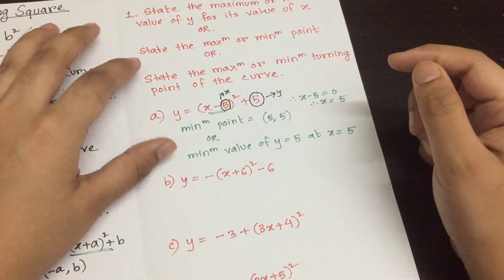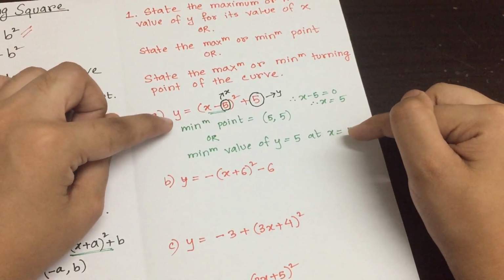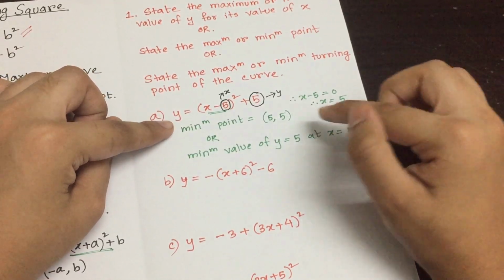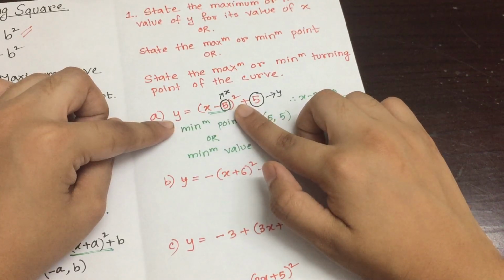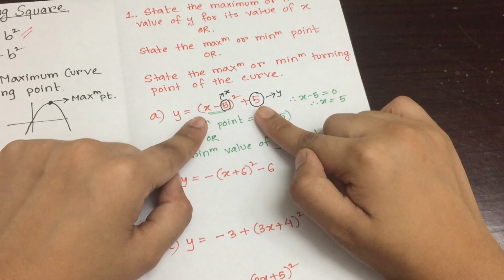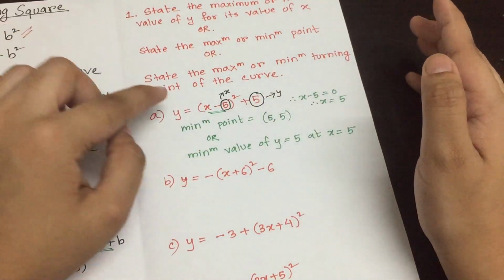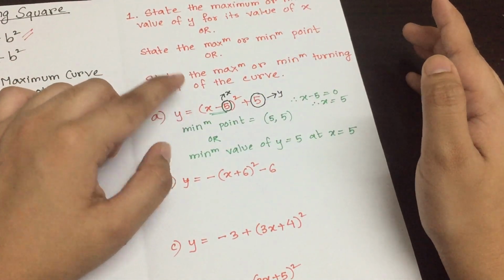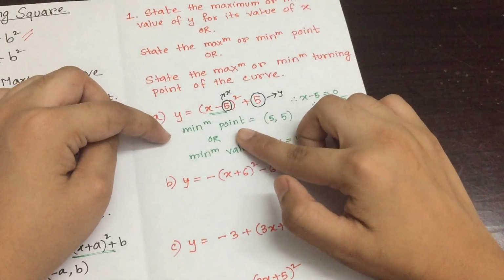Like here, as you can see, I've done one for you. The question is y equals (x minus 5) whole square plus 5. By seeing the equation, we already know that this is a minimum curve because there's a positive sign here in front. So it's obviously a minimum point.